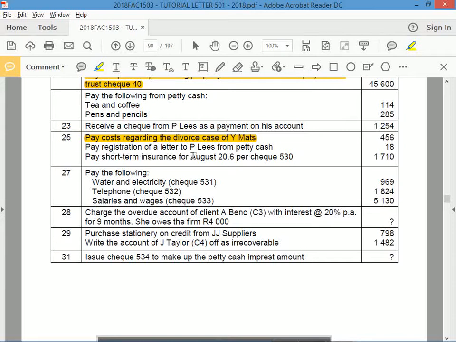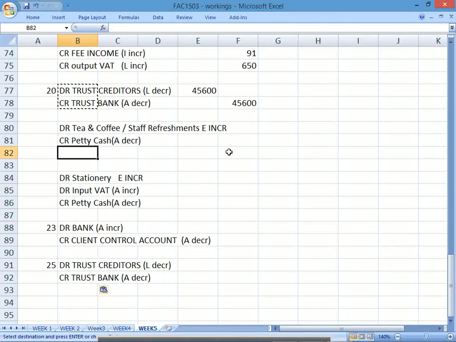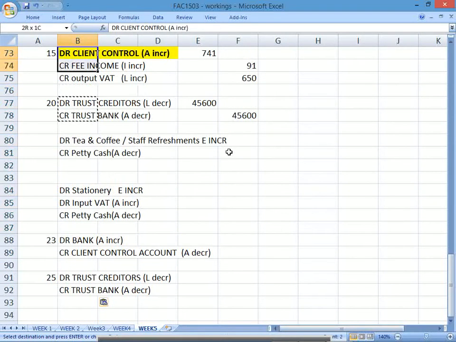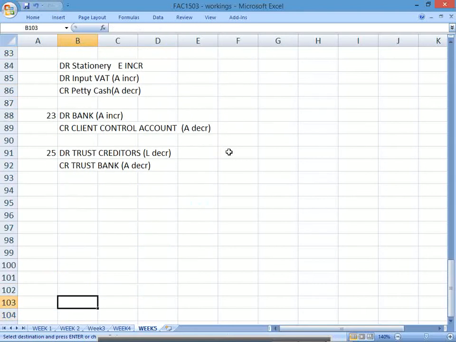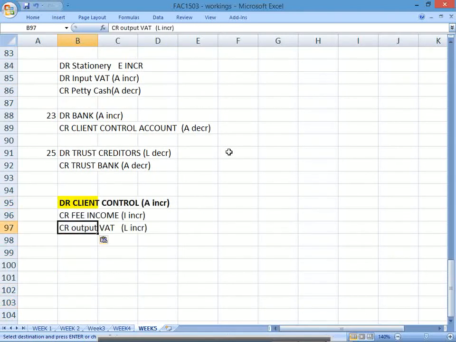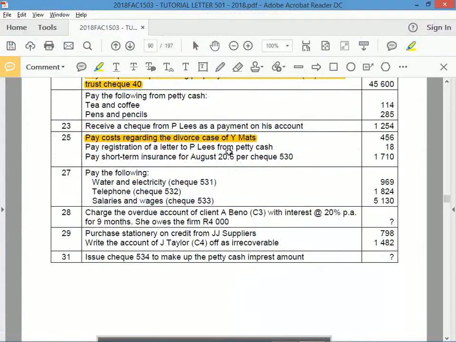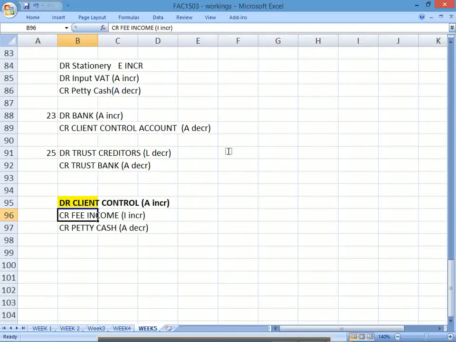Okay, pay registration of a letter to L from petty cash. So this is a registration of a letter to L from petty cash. So that's going to affect your client control accounts. Petty cash. So you would have credited petty cash, asset decrease. Credit petty cash, asset decrease. This was for a registration letter of a client to lease from petty cash. So you're paying their expense.